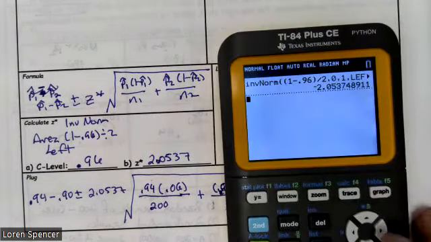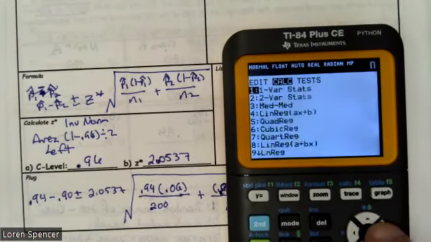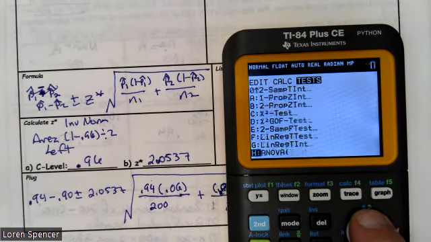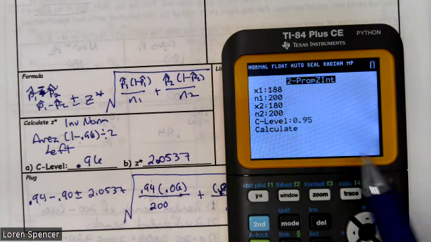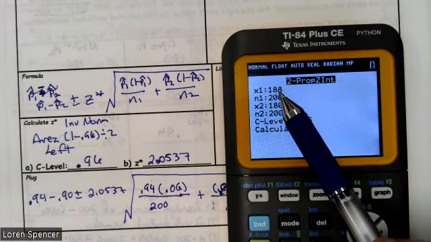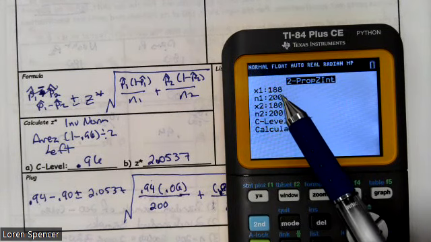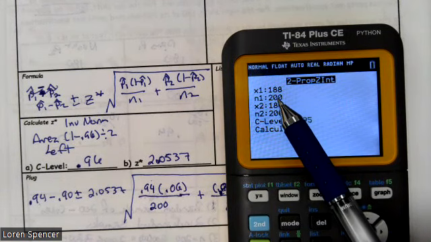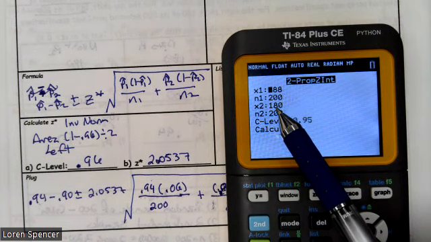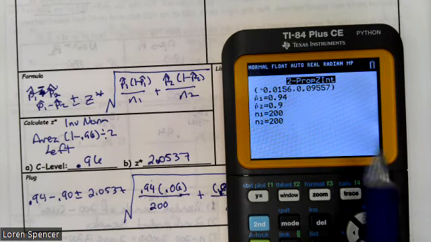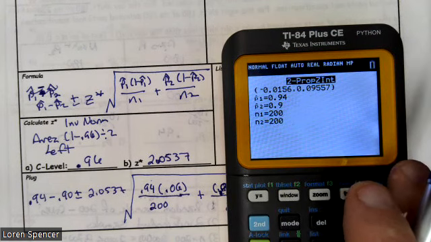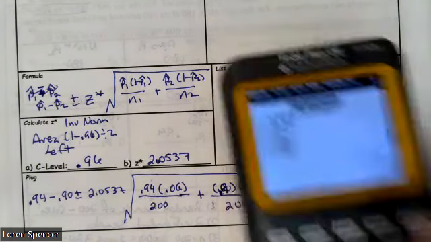So let's go ahead and run this test. Stat test. We're going to scroll all the way to letter B, which is 2 proportion Z interval. We had 188 pieces that met specification out of 200 in the day shift and 180 out of 200 in the night shift. And we're going to run a 96% confidence interval. But when I do that, I end up getting negative 0.0156 and 0.0957.